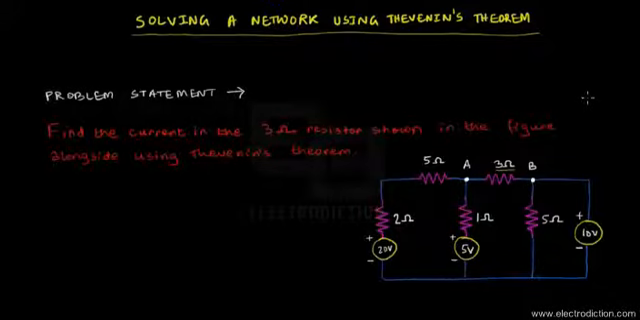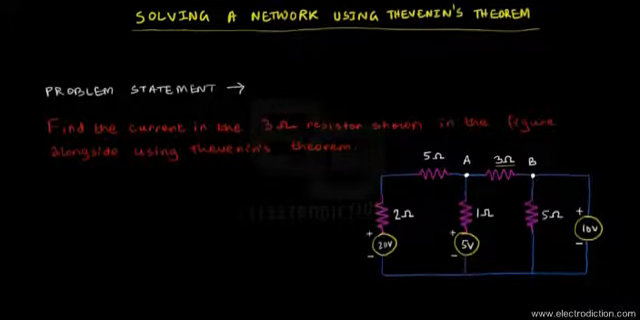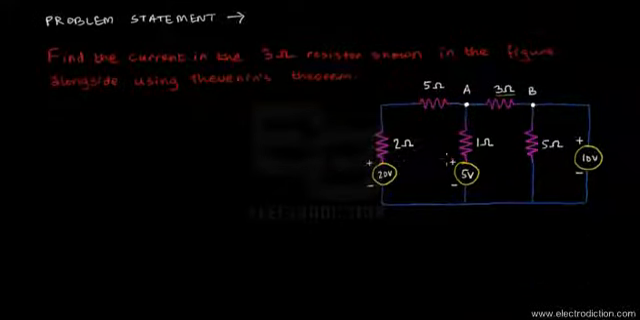As I showed you in the previous tutorials on Thevenin's theorem, in order to solve a network using this theorem, you first have to disconnect the part between the terminals across which you're required to find the Theveninized network. Since we need to do it between the terminals A and B, we're going to remove this 3 ohm resistor. So that's our step 1.